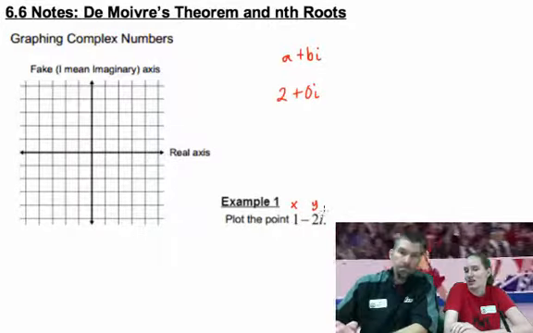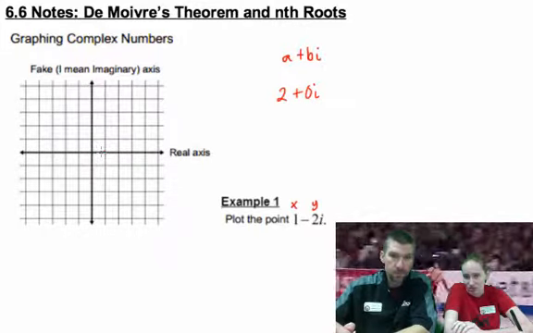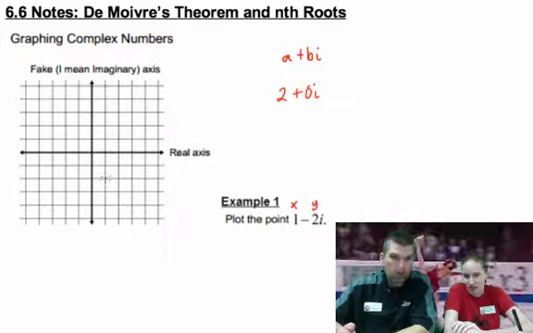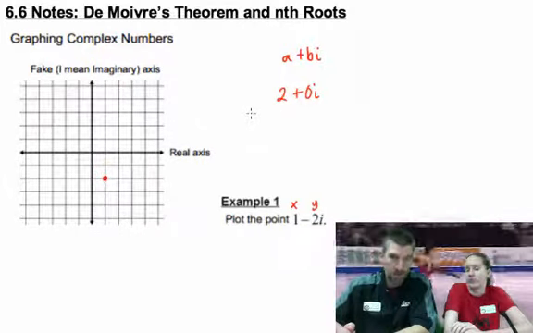The real part is the x, and the imaginary part is the negative 2. Right, so we go right 1 and then down 2. There it is right there. And that is the complex point, 1 minus 2i.